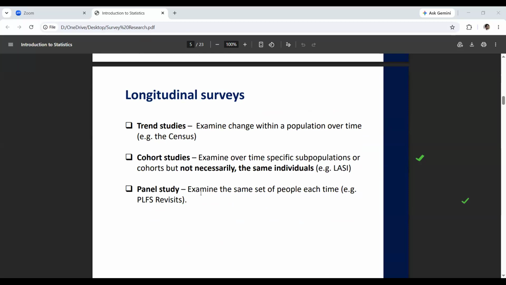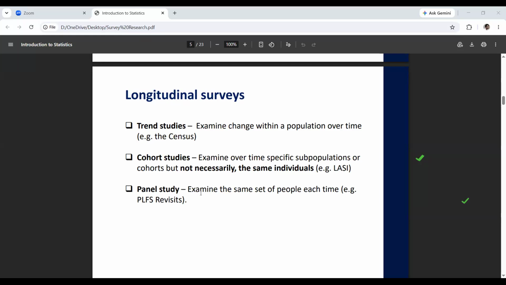So there are three major types of longitudinal survey. First could be trend studies, time series, which examine changes within a population over time. Suppose you have census data or GDP growth rate data over a period of time from RBI. Cohort studies examine over time specific subpopulations or cohorts, but not necessarily the same individuals.